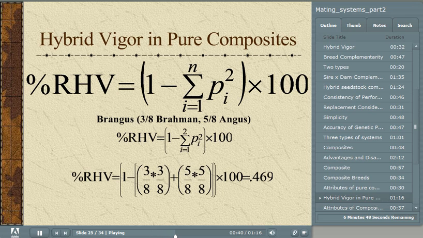In this example, N is the number of breeds. I want to use Brangus as the example, which is 3/8 Brahman, 5/8 Angus. We know that there is 3/8 Brahman in both the sire and the dam, so we square that. We know there's 5/8 Angus in both the sire and the dam. We square that, sum those, that's what the sigma indicates, and subtract from 1. So in that composite, we retain about 46.9% of our F1, the first generation hybrid vigor. So that's a fair increase in performance that we expect.